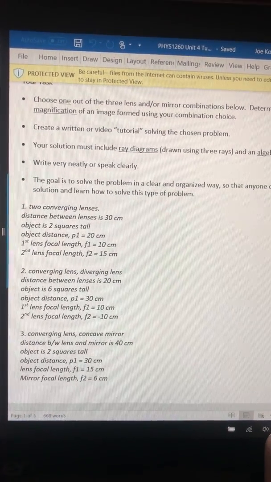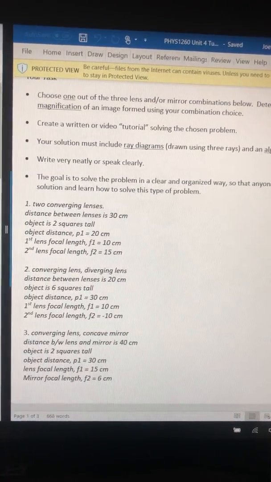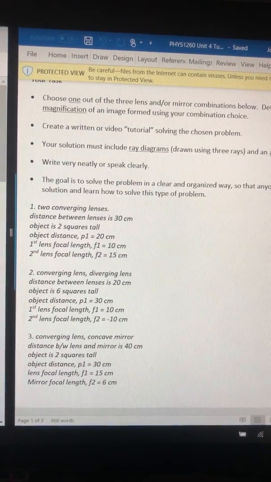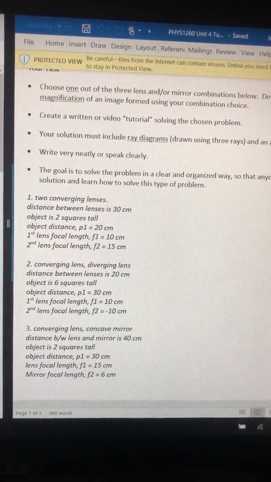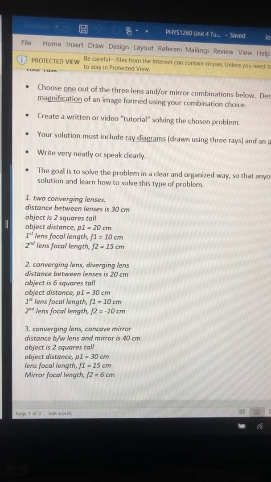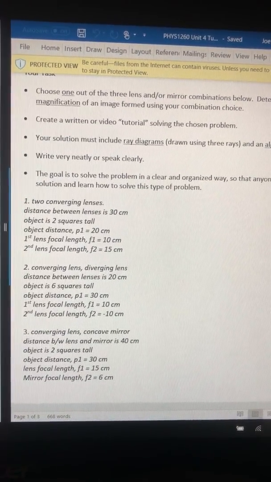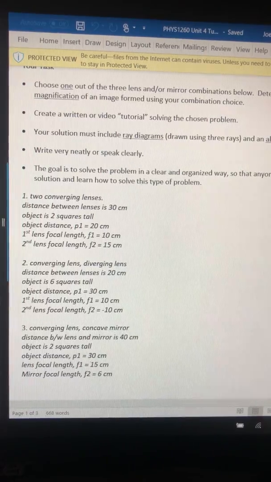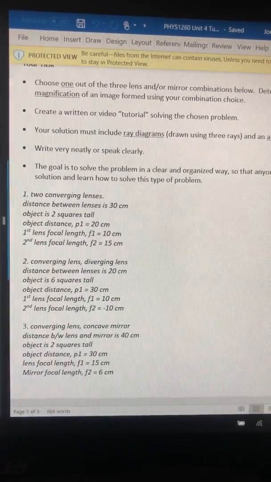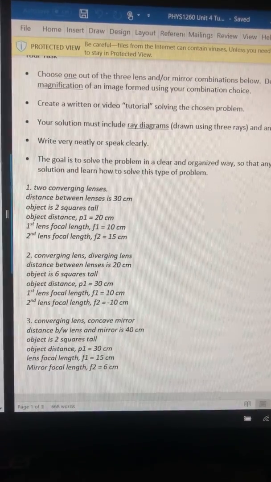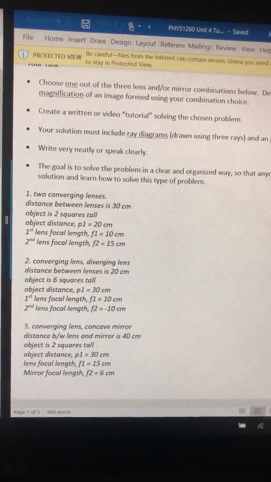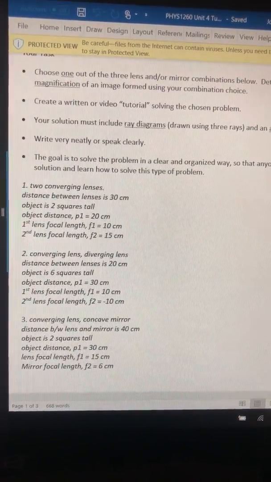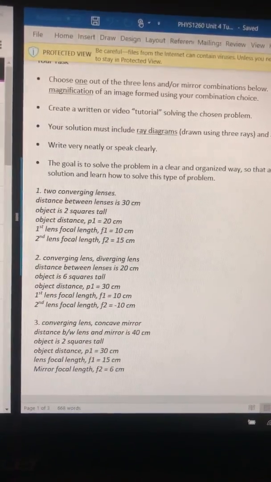During tutorial 4, I picked question 1, which asks about two converging lenses with a distance of 30 centimeters between them, and an object that is 2 squares tall and 20 centimeters from the first lens. The first focal length is 10 centimeters from the lens, while the second focal length is 15 centimeters from the second lens.